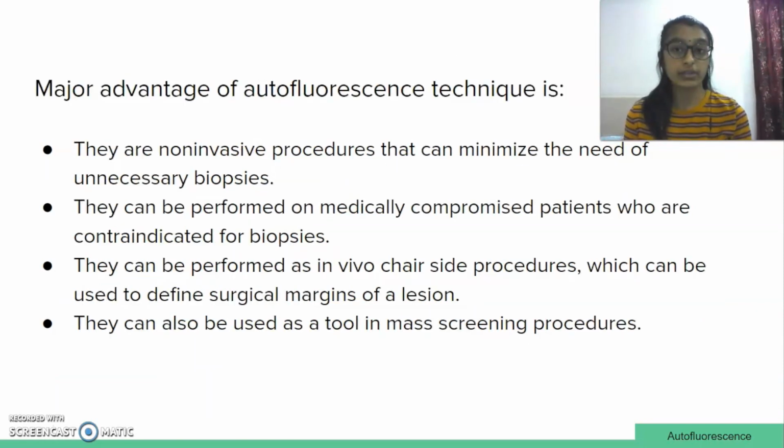The major advantage of fluorescence techniques is they are non-invasive procedures that can minimize the need for unnecessary biopsy. And they can be performed on medically compromised patients who are contraindicated for biopsies. They can also be performed as an in vivo chairside procedure, which can be used to define surgical margins of the lesions. They can also be used as a tool in mass screening procedures.